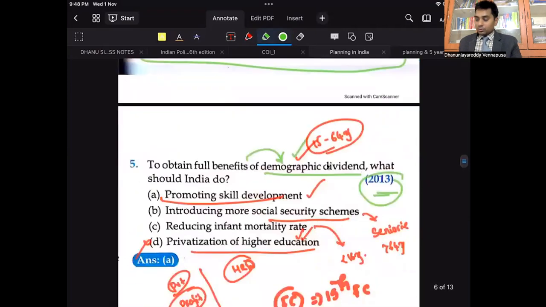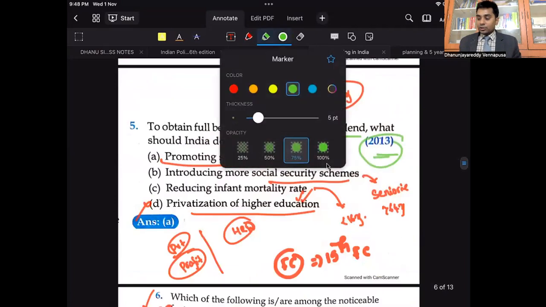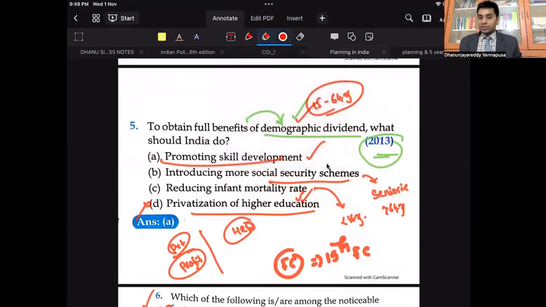The main demographic dividend. Have a look at this question. What is the tip? Promoting skill development, promoting social security, reducing infant mortality, privatization of higher education. Now, demographic dividend is a positive thing. If you are going to privatize this, this is a negative thing. So this is wrong. You have to eliminate it. Introducing social security schemes, reducing infant mortality. This is speaking about elders, this is speaking about infants. So these two, either if they go correct, they have to be correct, otherwise they will be wrong.